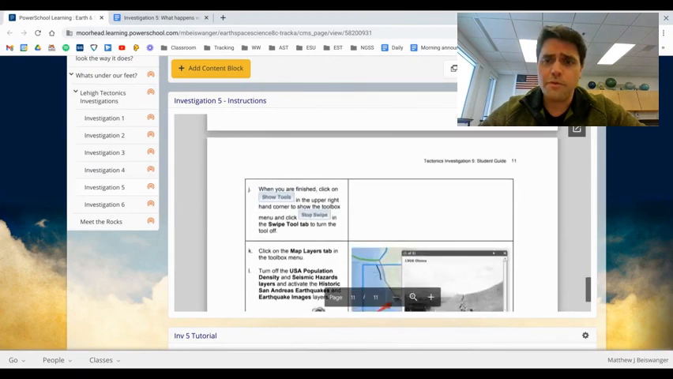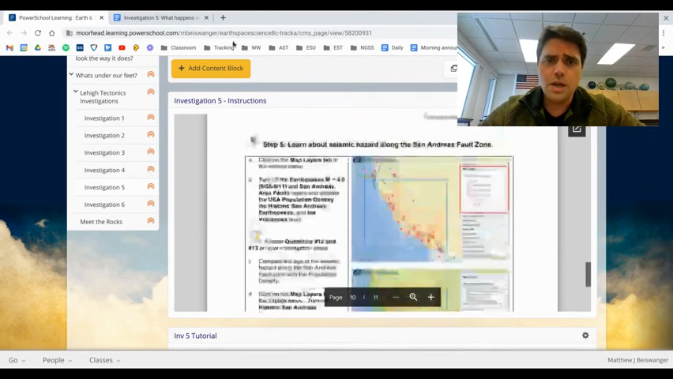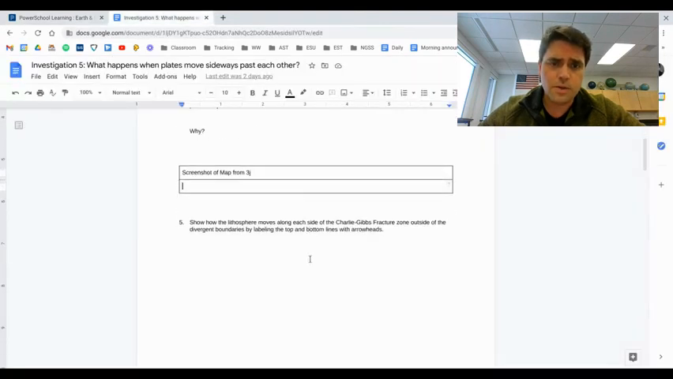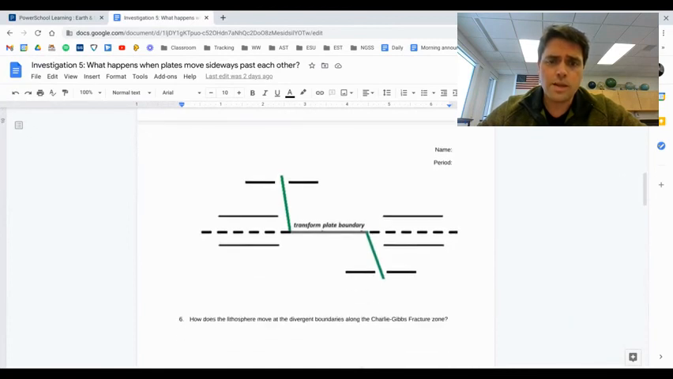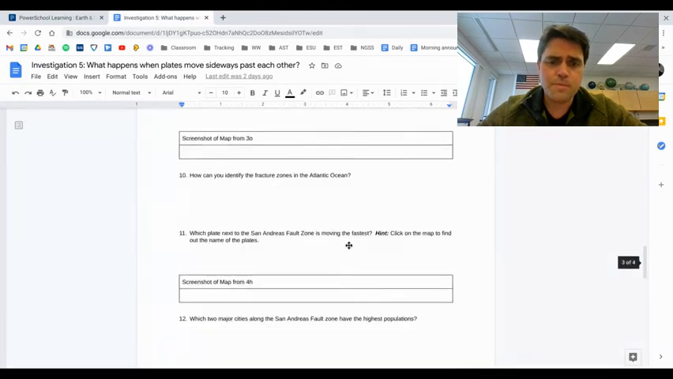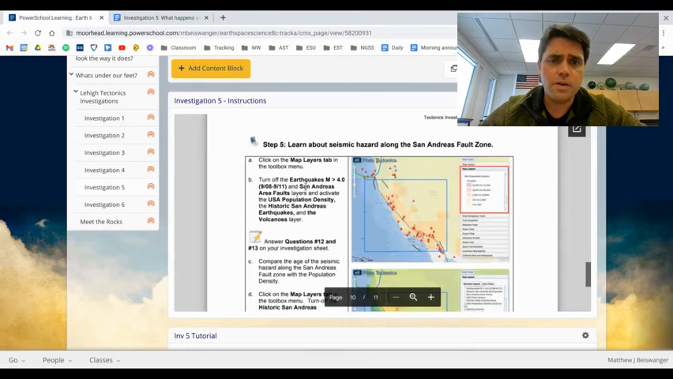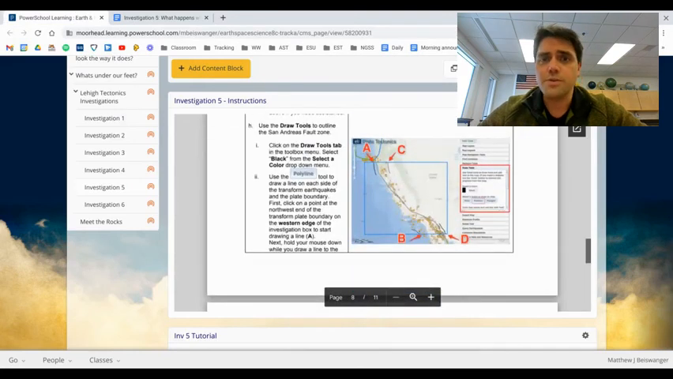Again, with these, as always, follow the directions and then get the questions answered. The purpose of the directions is to get the right information on the screen so you can answer the questions. As always, if you have questions about anything in here as you're working through, please make sure you ask.